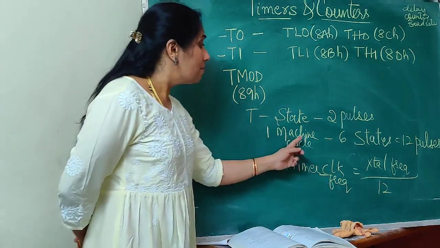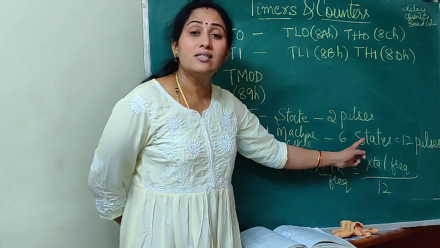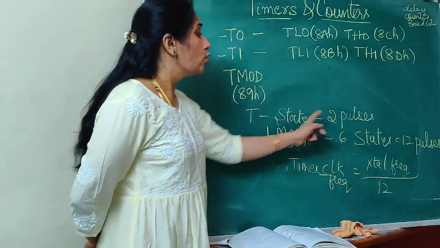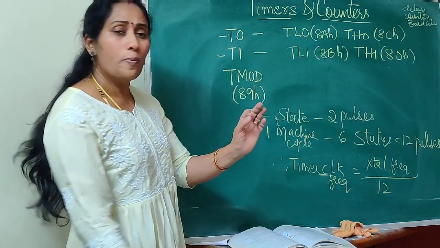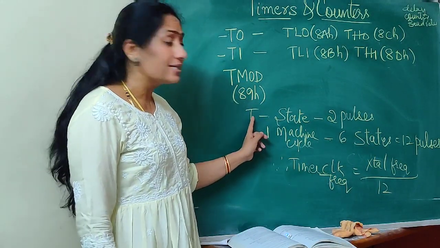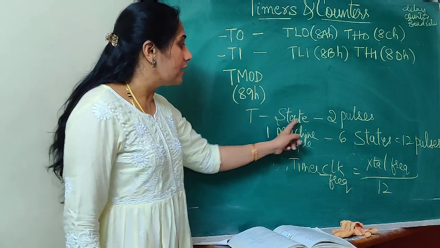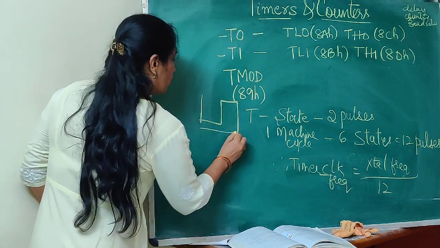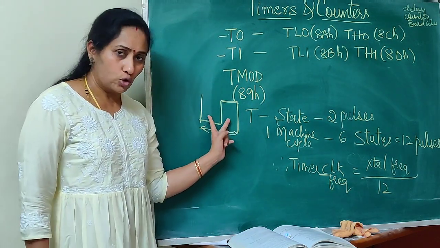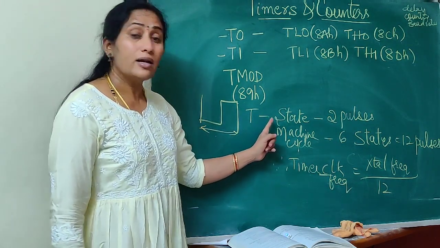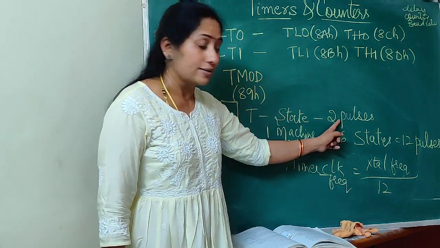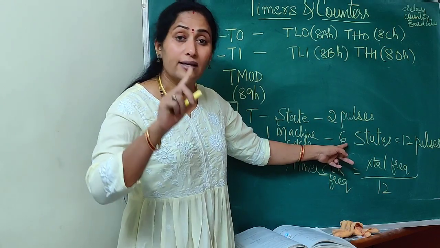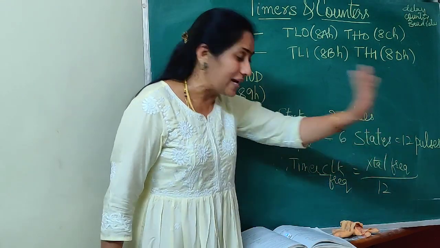Now coming back, one machine cycle consists of 6 states, and each state is equal to 2 pulses. I am going to call it a T state. One T state is equal to 2 pulses, so one machine cycle includes 6 T states. That means there will be 12 pulses in it.